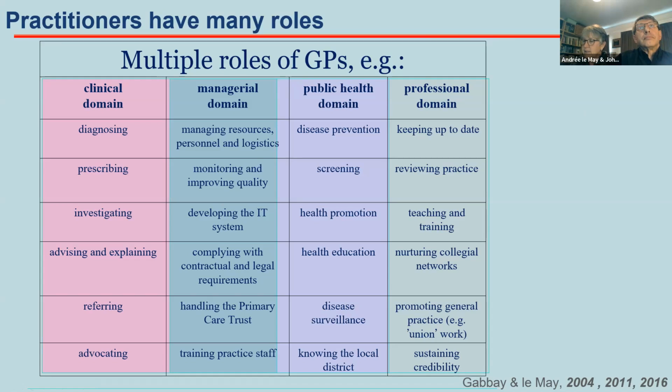Well, what we found from our research on mindlines in general practitioners' practices is that they have multiple roles: clinical roles, managerial roles, public health roles, professional roles, and they're doing all of these roles at once. So it's very important to understand the context and what they actually do in their everyday jobs. So, for example, in the clinical domain, a doctor or a nurse might be diagnosing, prescribing, and investigating, and that's what the guidelines tend to be about, the guidelines that come from NIHR or elsewhere.